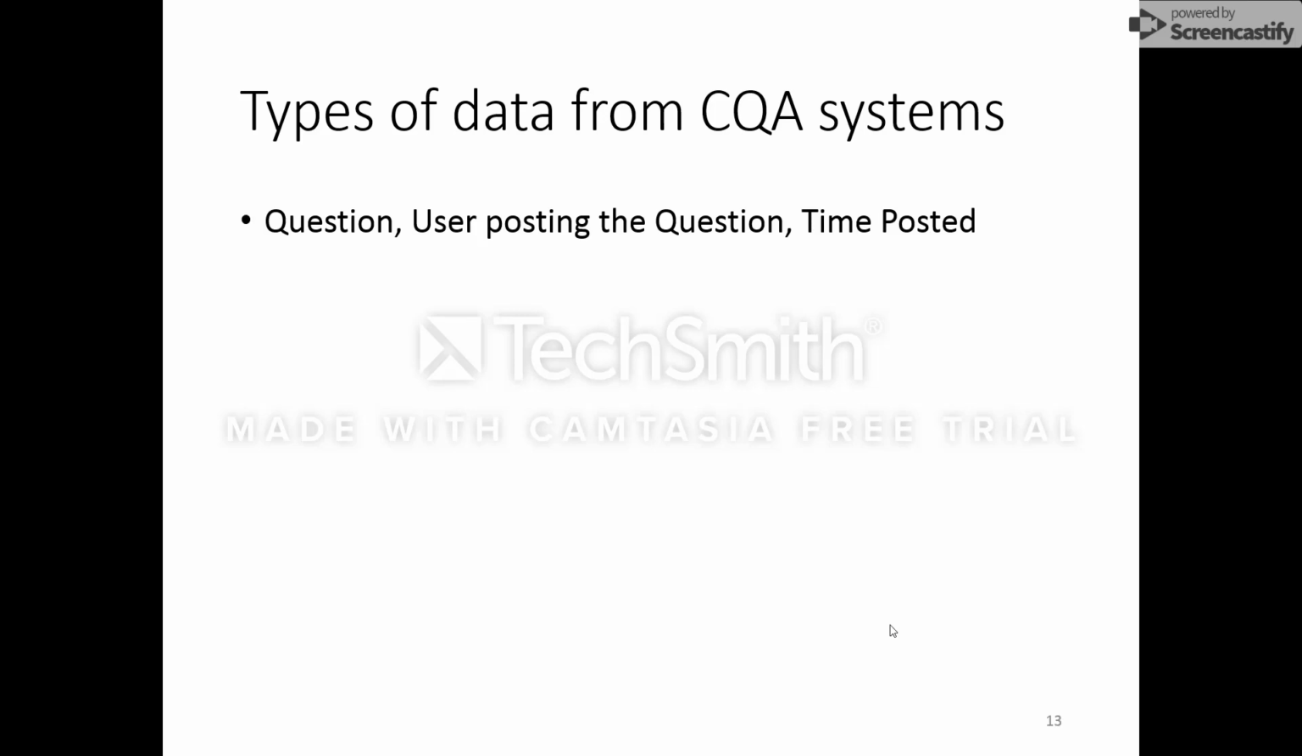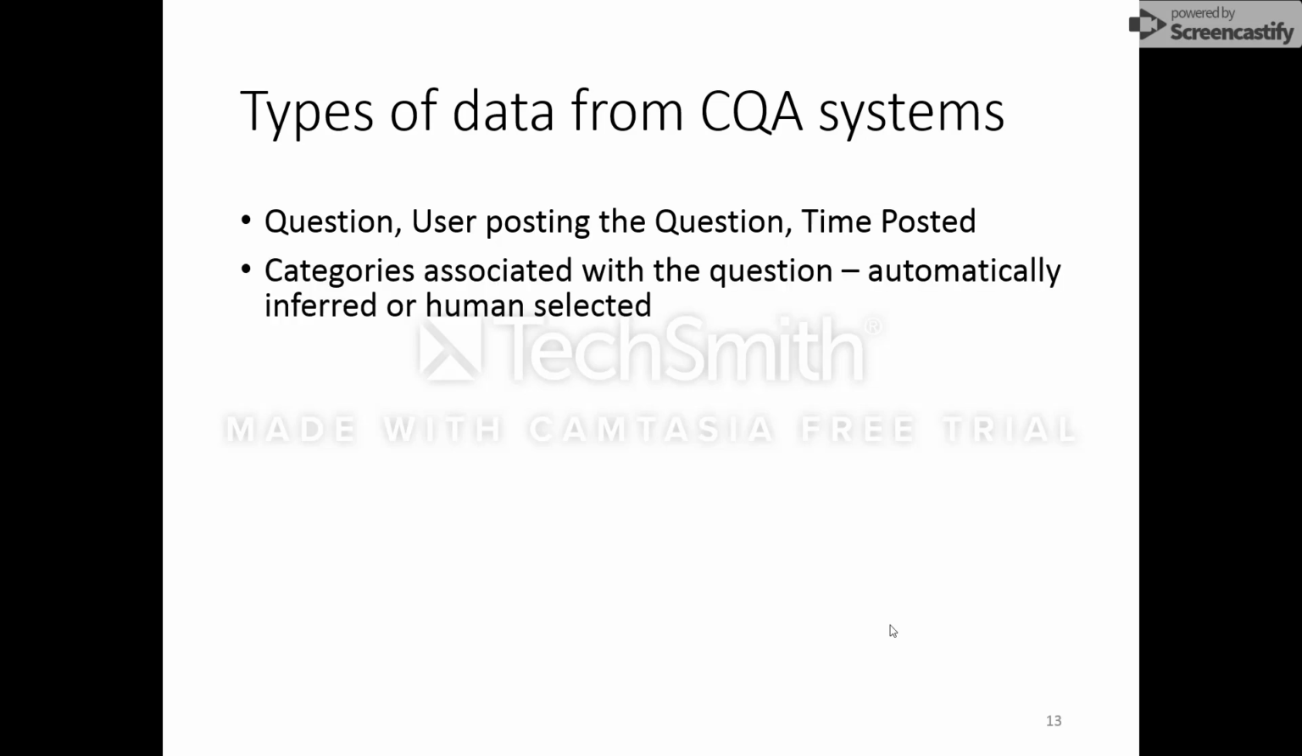The question, of course, and the user posting the question, which is typically represented by means of a user ID, and there is a time at which the question was posted, right? And categories associated with the question. In many cases, there would be categories that are automatically inferred, or in certain cases, you might actually do a human selection. The questioner might associate a category, or there could be a combination of that. For example, the system might suggest some categories, and the user might take those categories or may reject them.